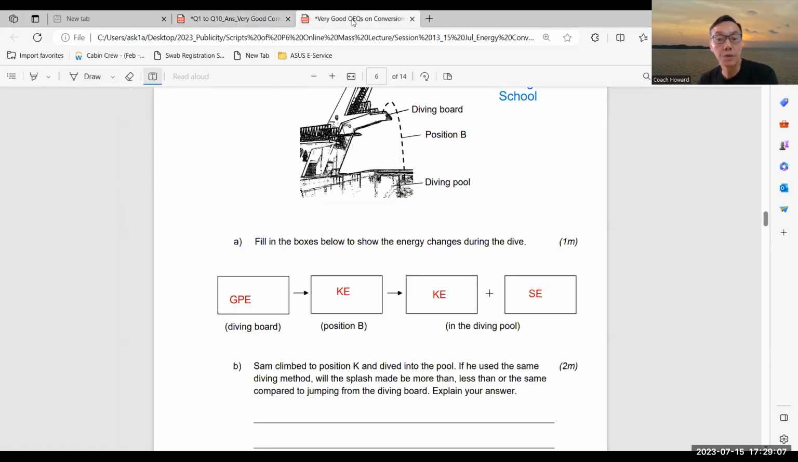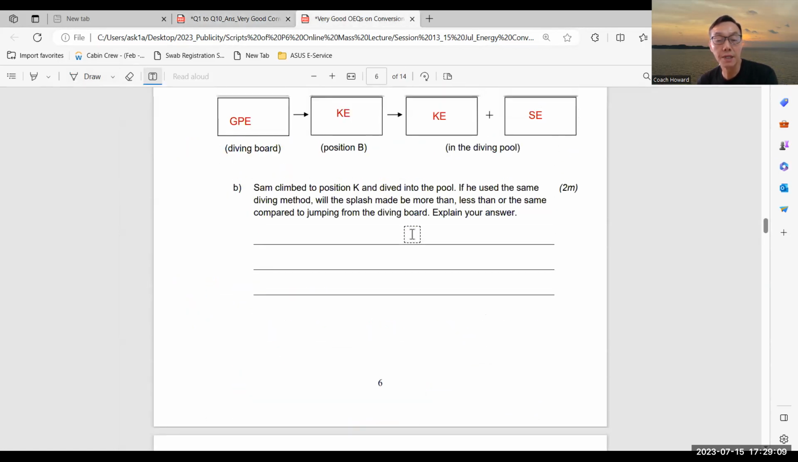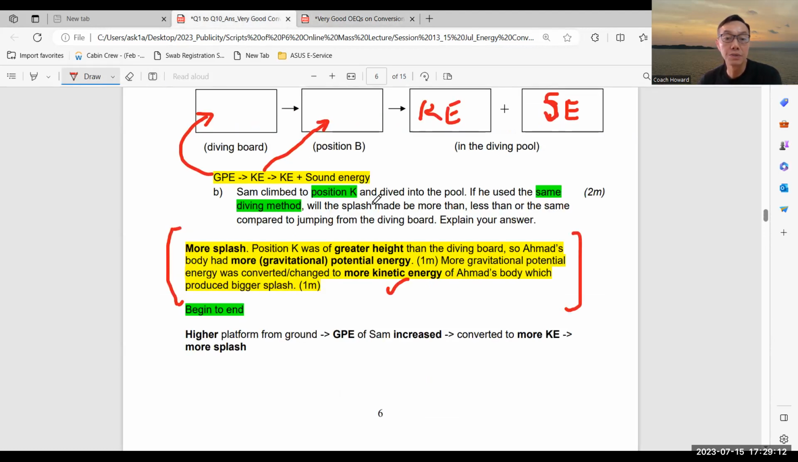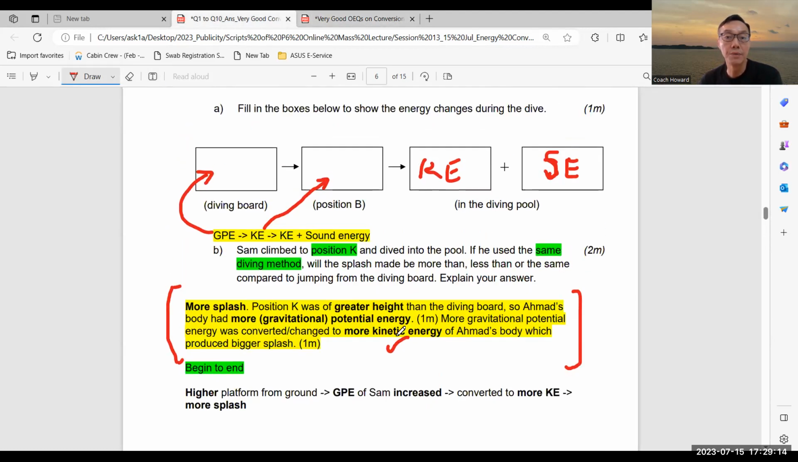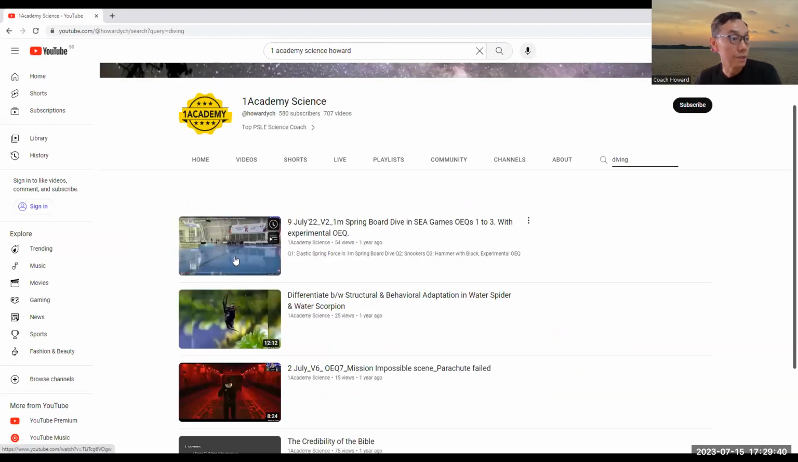Next question, part C. There's no part C, part B only. So this part, I will screenshot the answer and then send to you all shortly. And then I will show you one video clip about diving. That one is platform diving in the SEA Games. So take note of this. This question also comes out in one of the open-ended questions, which I show you now on my YouTube channel.